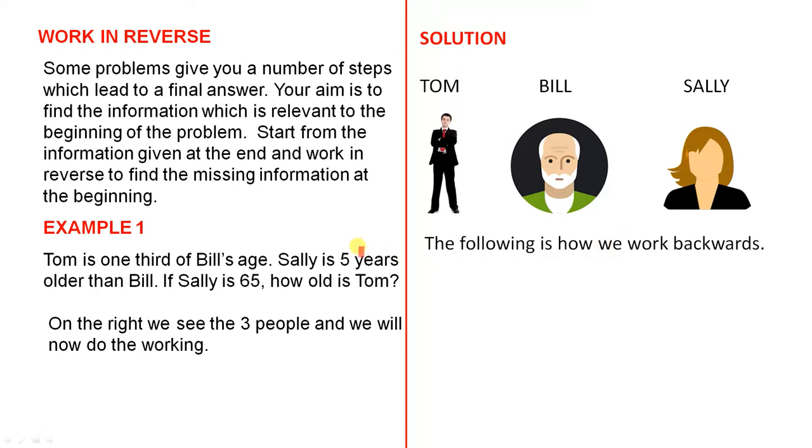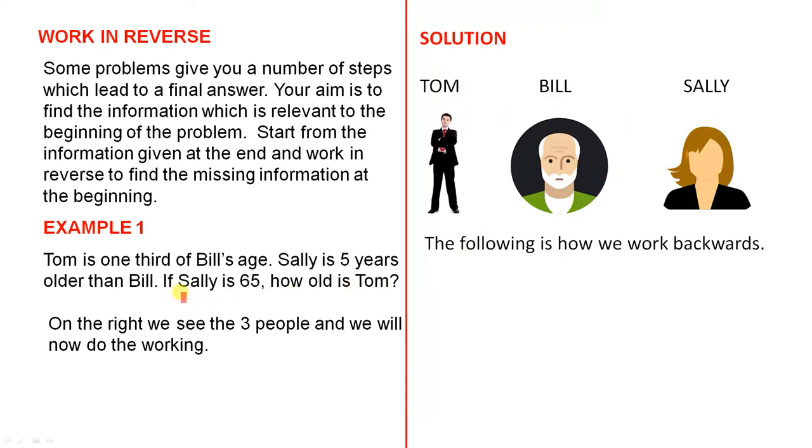Example 1. Tom is 1/3 of Bill's age. Sally is 5 years older than Bill. If Sally is 65, how old is Tom? So on the right we see the three people, and we will now do the working. Now here they are, Tom, Bill and Sally.